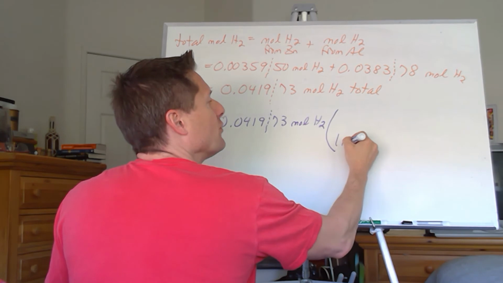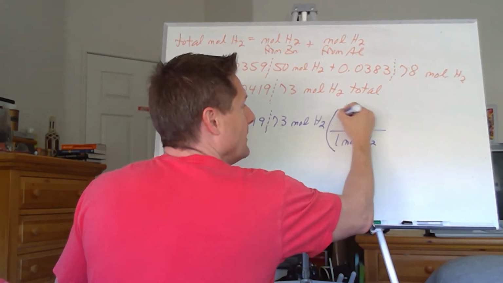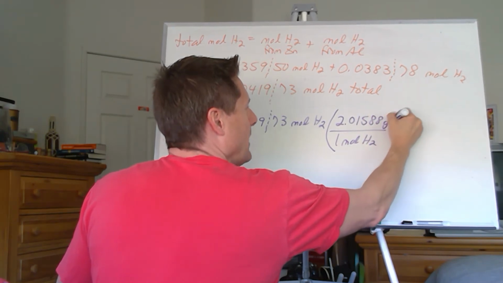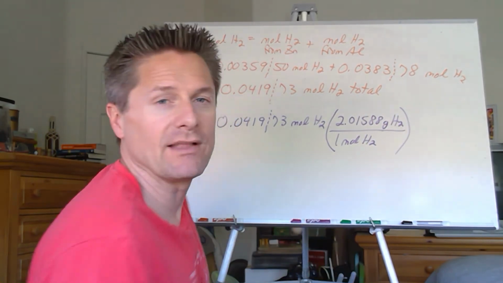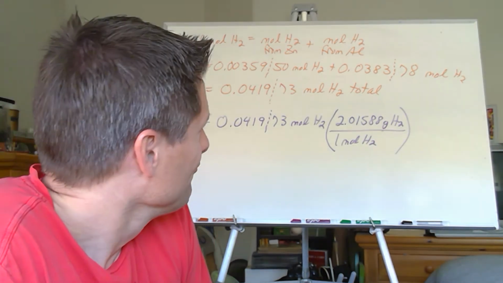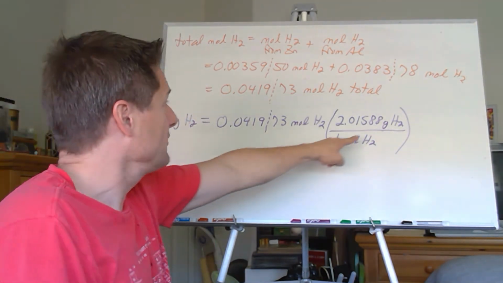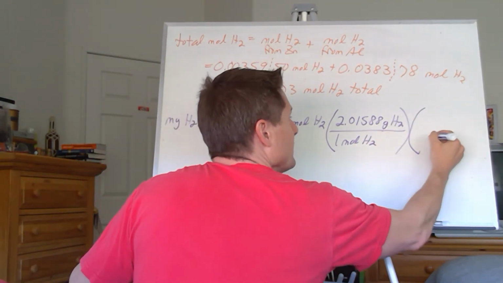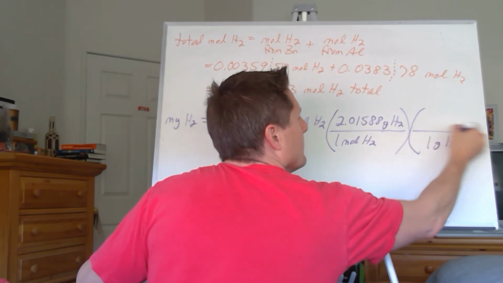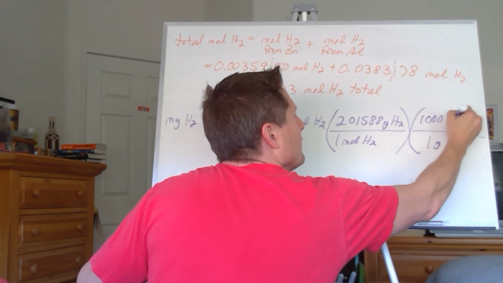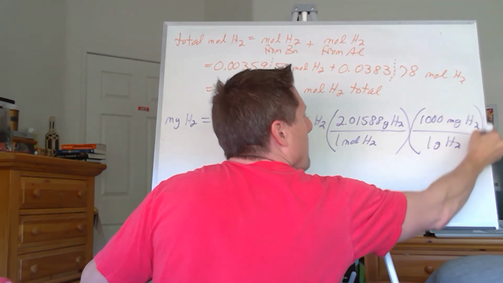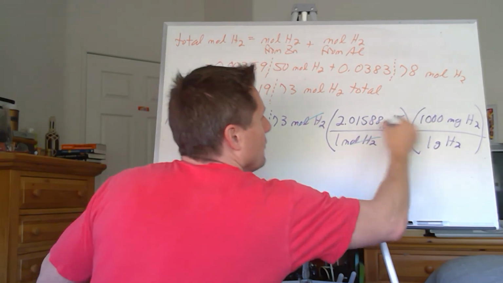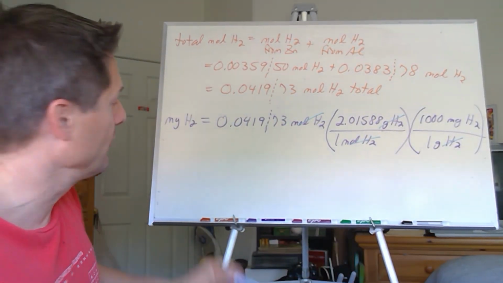So moles on the bottom. So for every mole of that element, there's 2.01588 grams of hydrogen. So that's the molar mass of the diatomic, that little bugger. Cancels out, and we wanted milligrams, right? So 1,000 milligrams per gram. So for every gram of hydrogen, there's 1,000 milligrams of hydrogen. Boom! Sound effects optional. Moles hydrogen cancel, grams hydrogen cancel, so I'm left with milligrams of hydrogen.